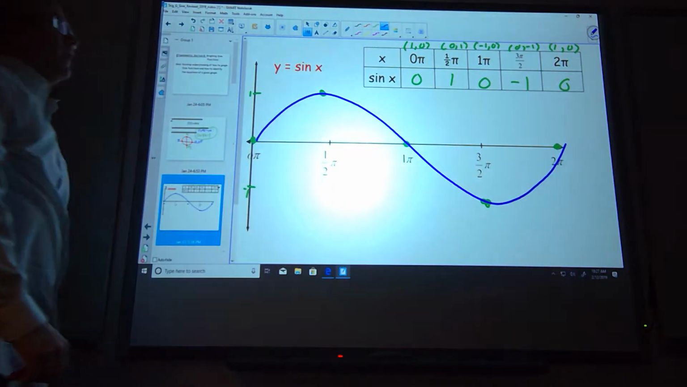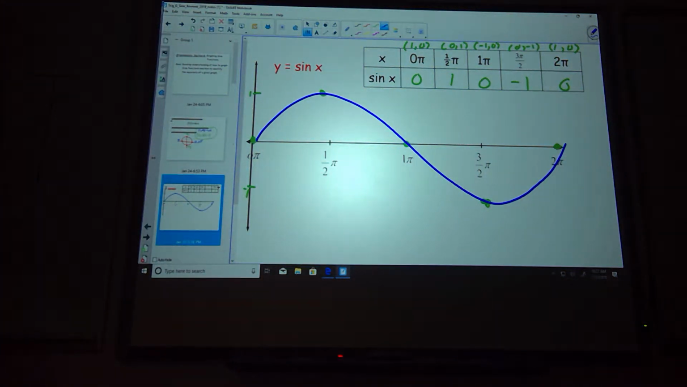That's it right there. That's your sine curve. It keeps going. So how do you get to the negative values? You go around the unit circle clockwise, getting the negative angles. How does it keep going? You keep going around the circle. That's what your basic parent function sine curve looks like.